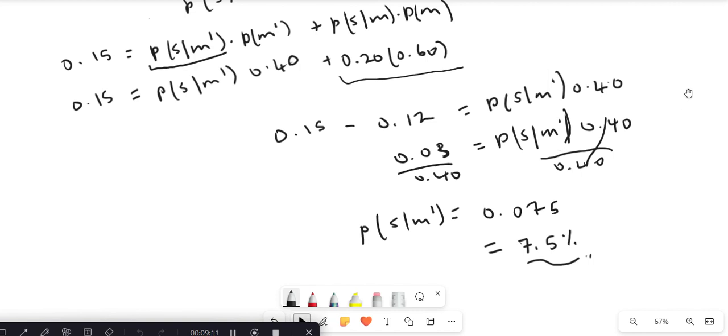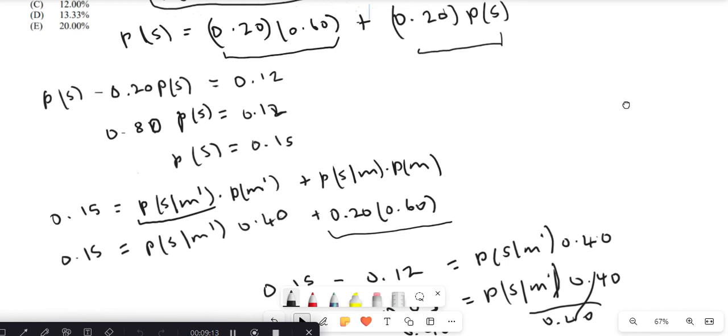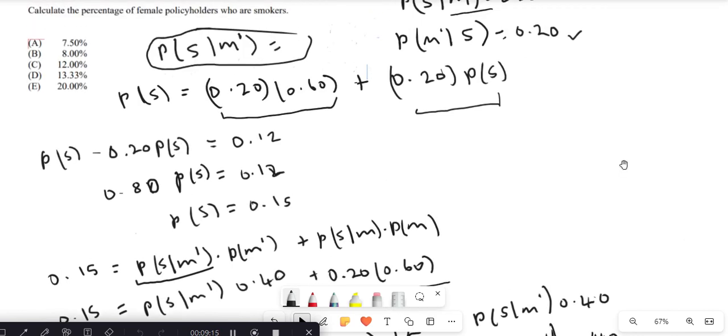So the answer is 7.5%, which corresponds to A. So our answer is A.